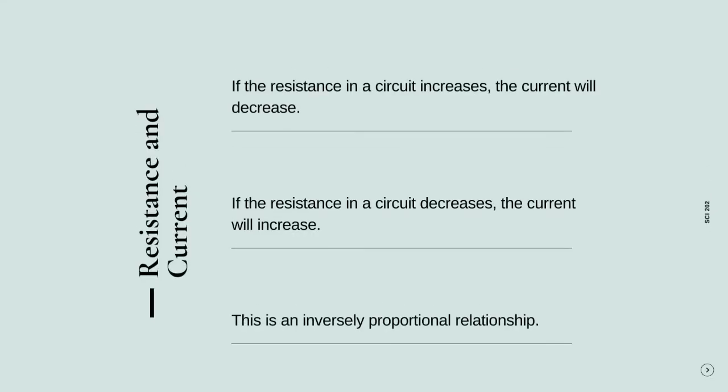Resistance and current relationship. If the resistance in a circuit increases, the current will decrease. If the resistance in a circuit decreases, the current will increase. This is an inversely proportional relationship.